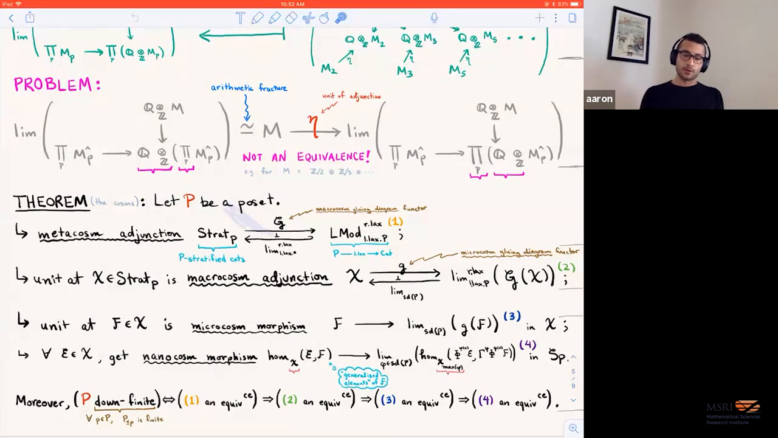Likewise, the macrocosm adjunction is an equivalence if and only if every microcosm morphism is an equivalence, which by the Yoneda lemma is an equivalence if and only if for every E, the nanocosm morphism is an equivalence. So there's a way to flow back, but you have to quantify over all of the things that we're looking at, say all test objects mapping in, or all objects, or all stratified categories.